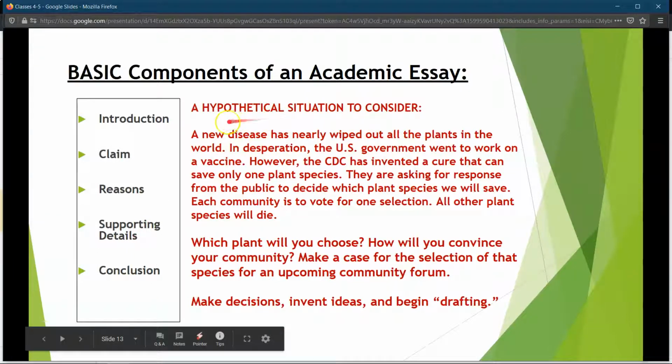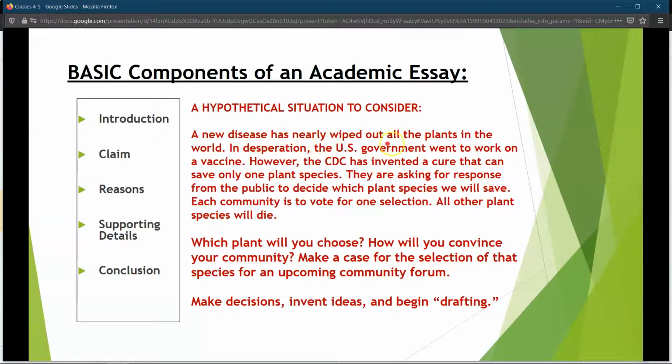So here's a hypothetical situation to consider. A new disease has nearly wiped out all the plants in the world. In desperation, the US government went to work on a vaccine. However, the CDC has invented a cure that can save only one plant species. They are asking for a response from the public to decide which plant species we will save. Each community is to vote for one selection. All other plant species will die.